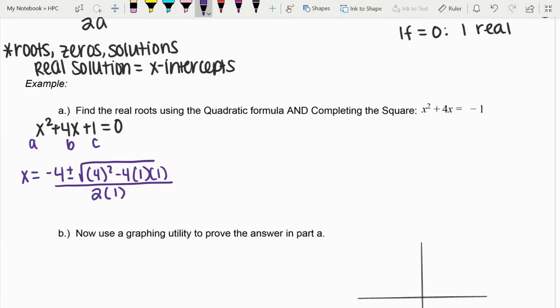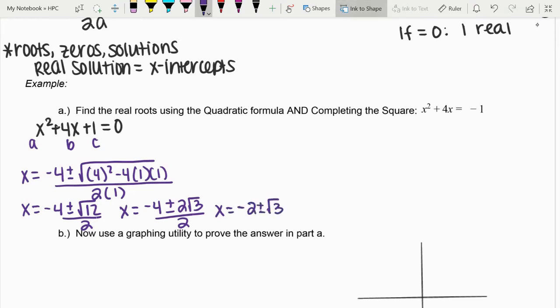Okay, so I'm going to end up having x is equal to negative 4, add or subtract square root of 12 all over 2. So I have x is equal to negative 4, add or subtract 2 root 3 all over 2. And then to simplify that one step further, we have x is equal to negative 2, add and subtract the square root of 3.